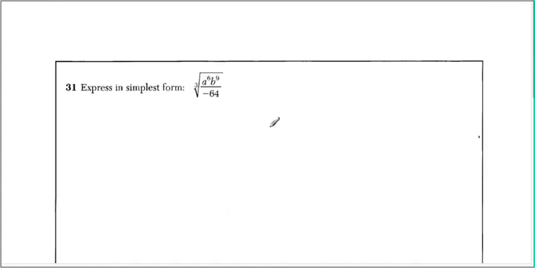Cube root. When you cube root things, cube root of b to the 6th is b squared, cube root of b to the 9th is b to the 3rd, cube root of 64 is negative 4, because that's a negative.